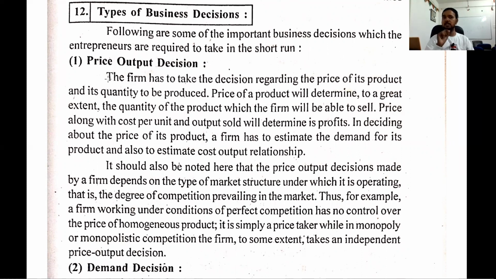Now, types of business decisions. What are the different types of business decisions? We will discuss them one by one. The first one is the price output decision.